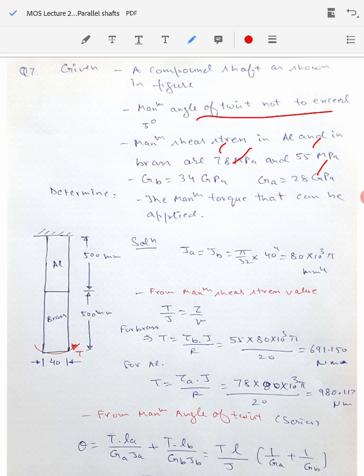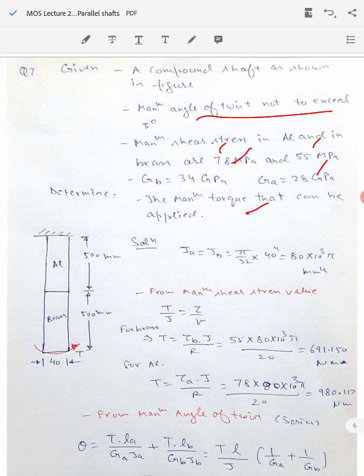What we need to calculate? We need to determine the maximum torque that you can apply on this shaft. You see, the maximum torque will decide how much power it can transmit. You must have remembered in the last class we had the power formula 2 pi N T by 60. So the amount of torque that this shaft can carry will decide the amount of power that it can transmit. So the maximum torque that can be applied through this composite shaft needs to be calculated.